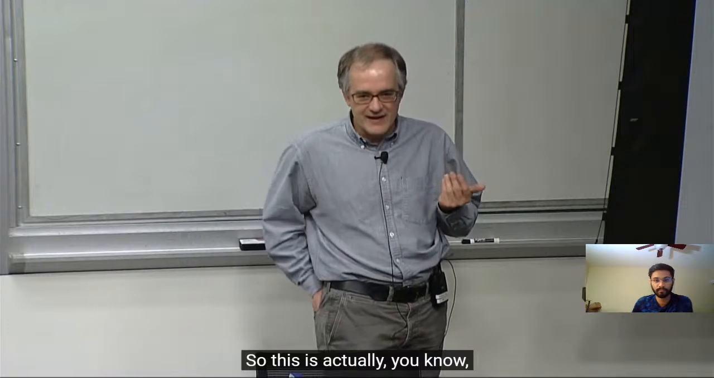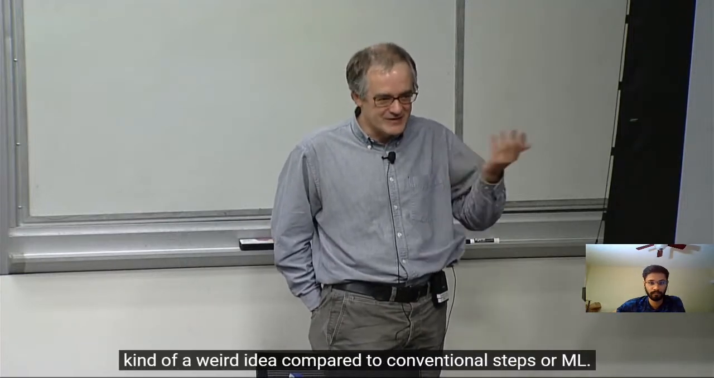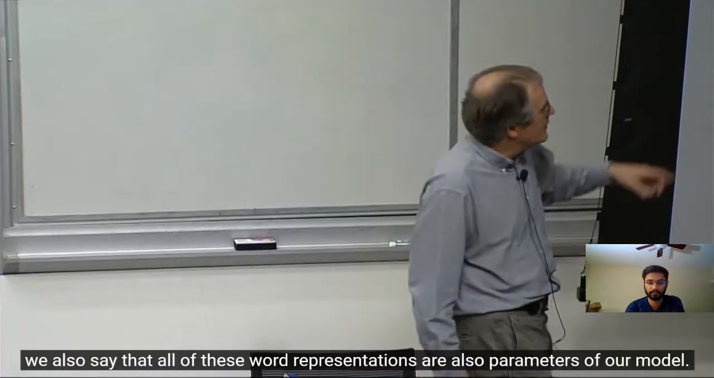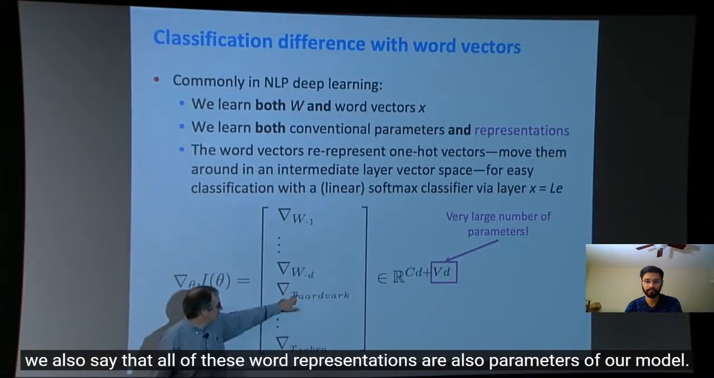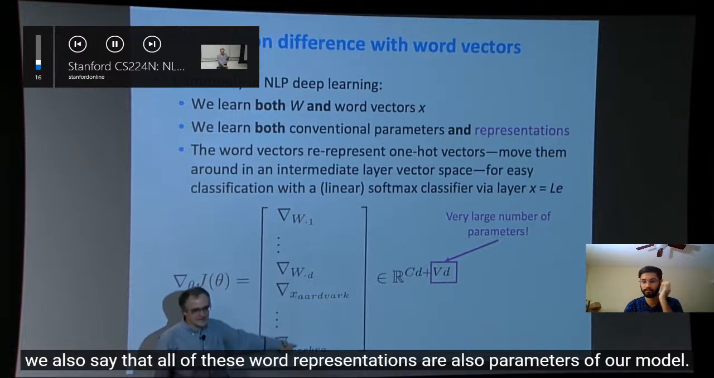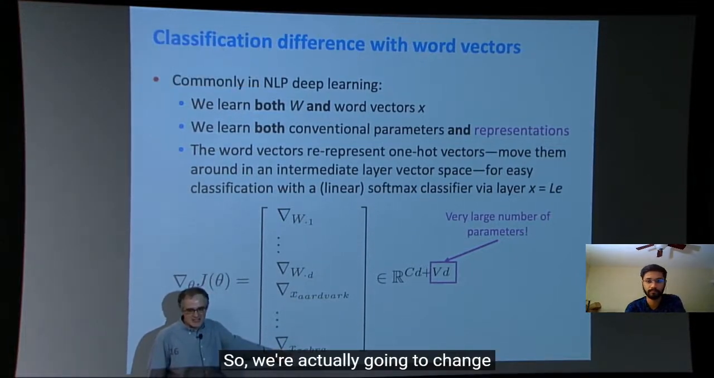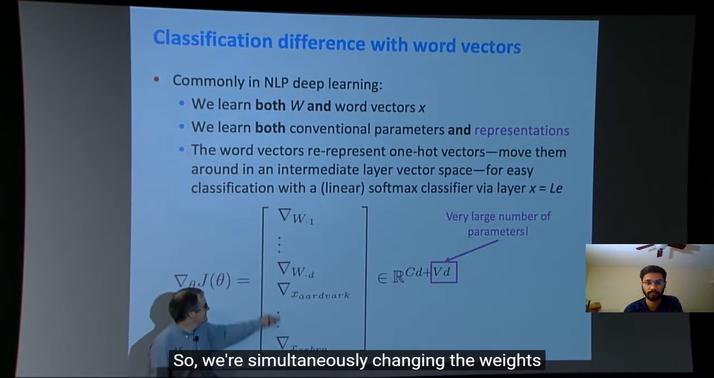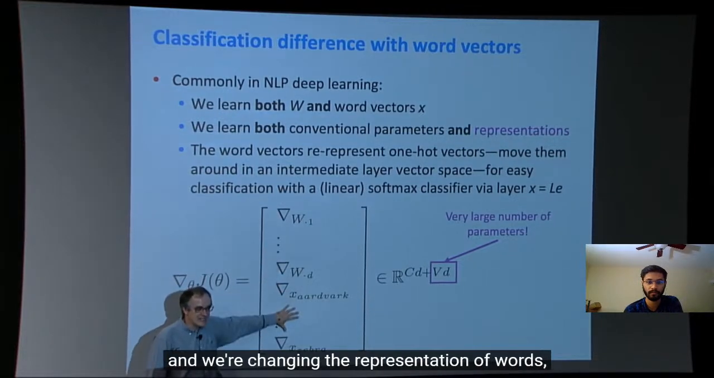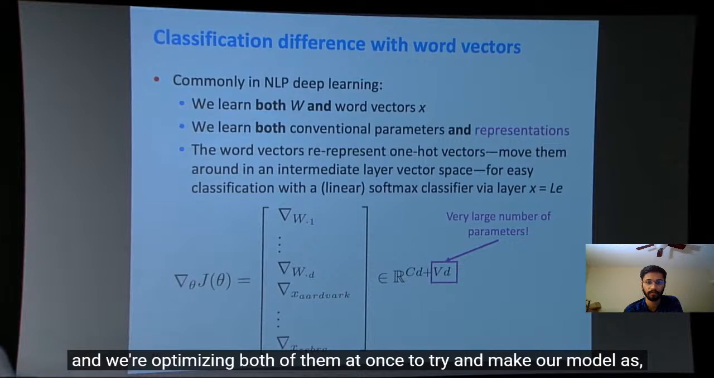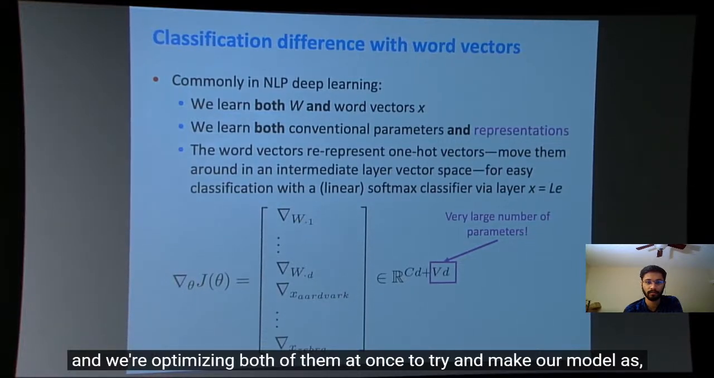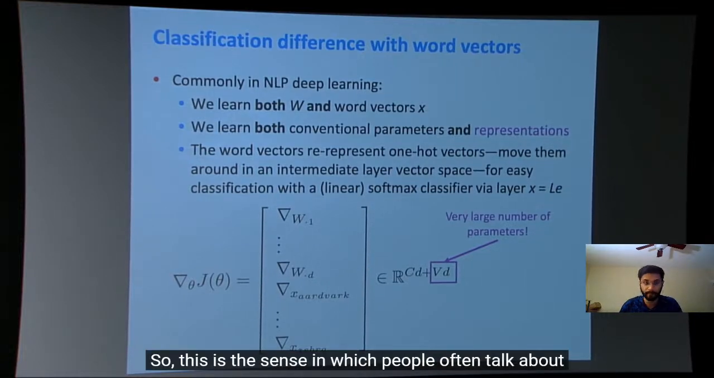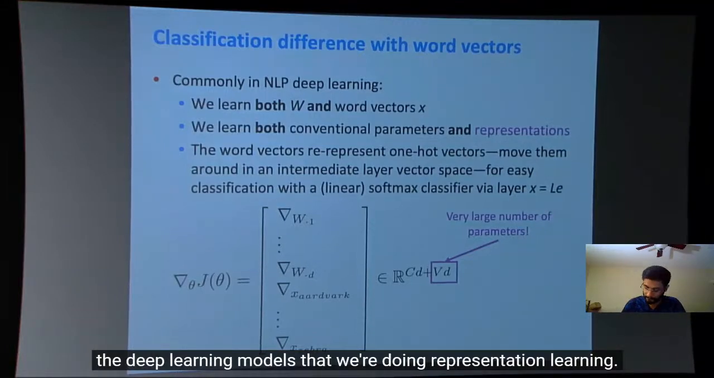So this is actually kind of a weird idea compared to conventional stats or ML. So rather than saying we just have the parameters W, we also say that all of these word representations are also parameters of our model. So we're actually going to change the representations of words to allow our classifiers to do better. So we're simultaneously changing the weights and we're changing the representation of words, and we're optimizing both of them at once to try and make our model as good as possible. And so this is the sense in which people often talk about for deep learning models, that we're doing representation learning.